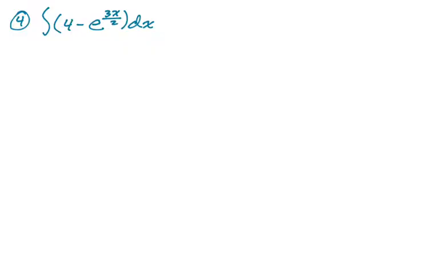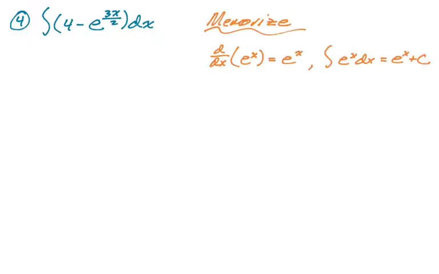So this one is really similar actually, except instead of having 3 to the t, we have e to the 3x over 2, which is fine. So we want the integral of 4 minus e to the 3x over 2 dx. You should definitely memorize this. I'm sure you do have this memorized because this is fundamental.